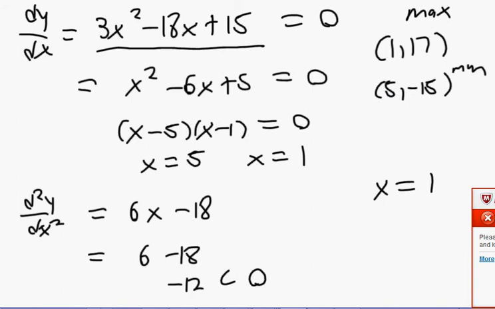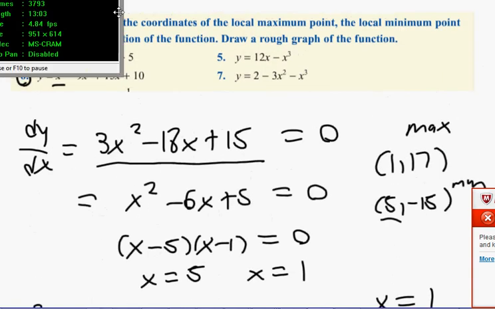Replace in x equals 5. And then what happens? We're going to get 30 minus 18, which is 12. 12 is greater than 0. The second derivative is greater than 0, which means minimum. Okay. Would you like me to do one more?